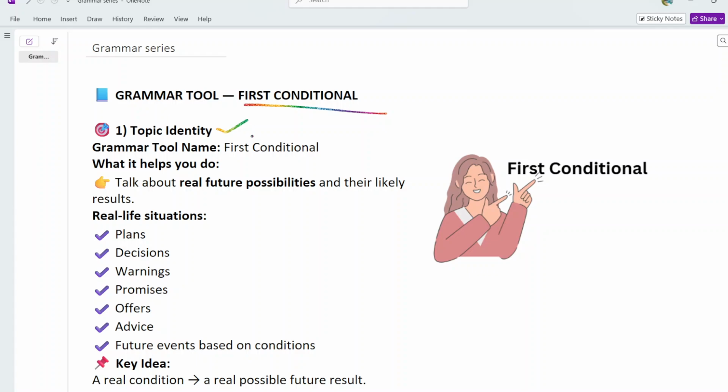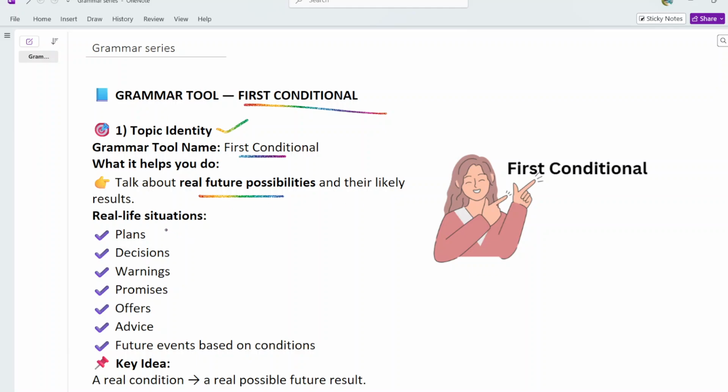can genuinely happen. So anytime you're planning or warning someone, making a promise, or talking about future results, this is the structure you need. Again, to reinforce, what does this particular tool help you to do? It helps you to talk about real future possibilities. Okay, keep that in mind, and their likely results.